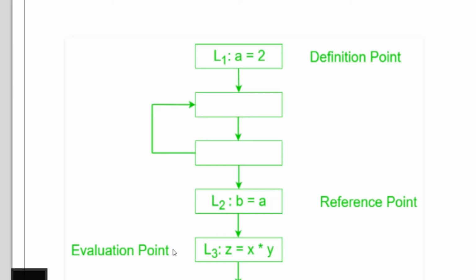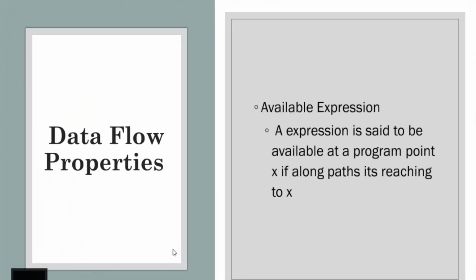Next, let us check the data flow properties. The first property is available expression. An expression is said to be available at a program point x if it reaches x along all paths. That is called an available expression. An expression is available at its evaluation point. For example, expression a plus b is said to be available if none of the operands get modified before their use. You will be very clear when we check with an example.